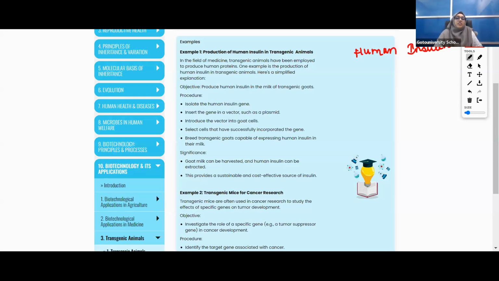For that, we need to choose an objective for our example. The objective here is that we must get human insulin from the goat. Is it clear? From a transgenic goat we are extracting the human insulin. So the objective: produce human insulin in the milk of a transgenic goat. For the procedure, you can see, first you need to isolate the human insulin gene.